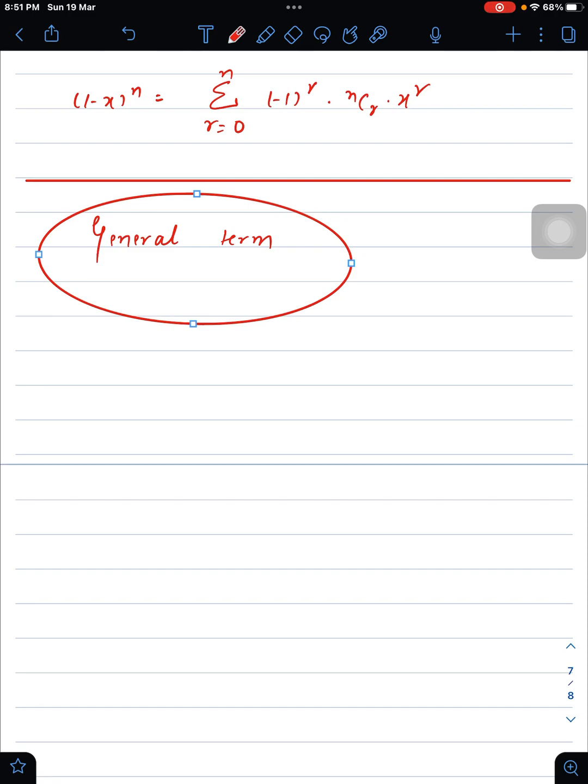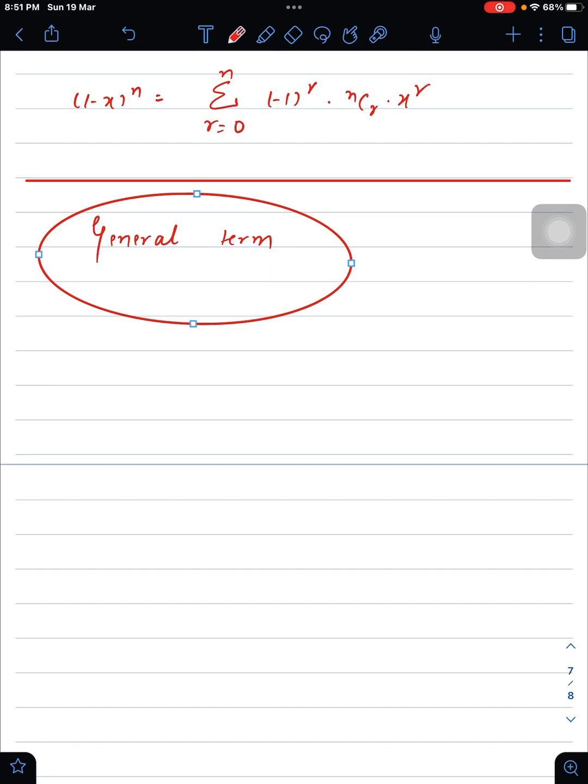We have seen the general term in the case of AP also. We have seen the general term in the case of GP also. Now it's time to see the general term in the case of the binomial theorem. So I will use the easiest way to make you understand how we are going to write the general term in the case of the binomial theorem. Okay, let me teach you.